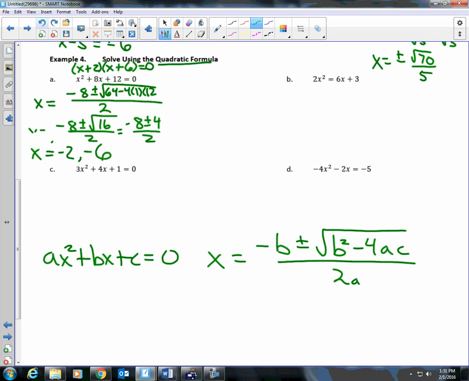Let's try B together, then you can do C on your own. All right, what's wrong with this from the beginning? What do I have to do? Good. Set it equal to 0. 2x squared minus 6x minus 3 equals 0. What is negative b?